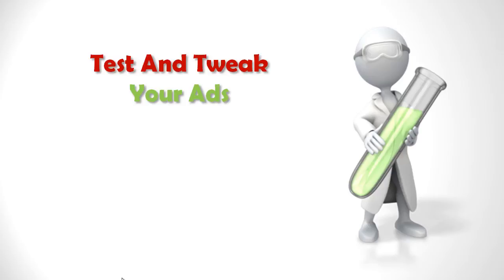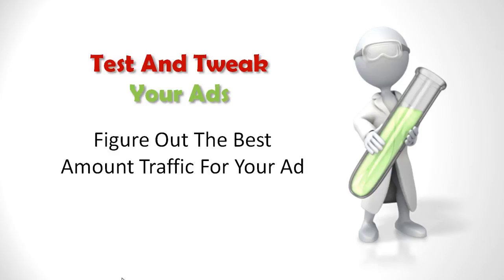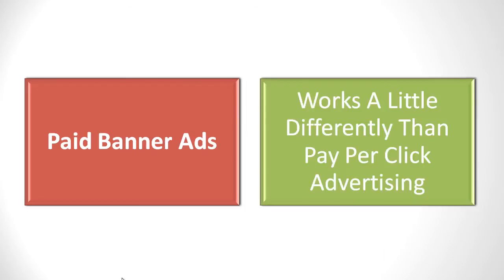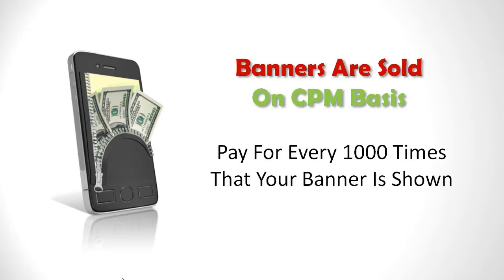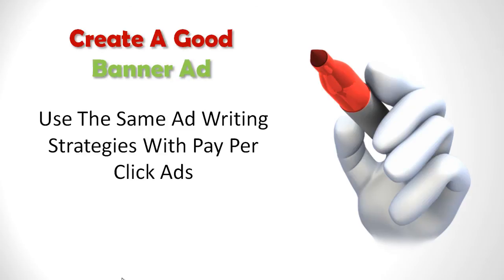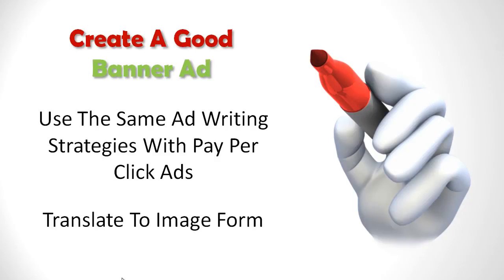Either way, you're always going to be testing and tweaking your ads and trying to figure out the best amount to pay for your traffic. Banner advertising works a little differently than pay-per-click advertising. Usually, banners are sold on a CPM or cost per thousand basis, with M representing the Roman numeral for 1,000. This means you pay for every 1,000 times that your banner is shown. In order to create a good banner ad, you should definitely use the same ad writing strategies that you did with pay-per-click ads, except translate them over to image form.